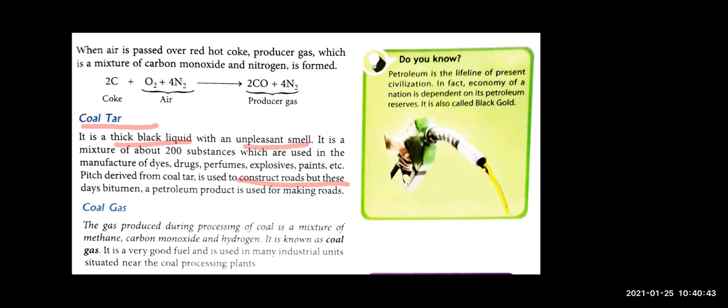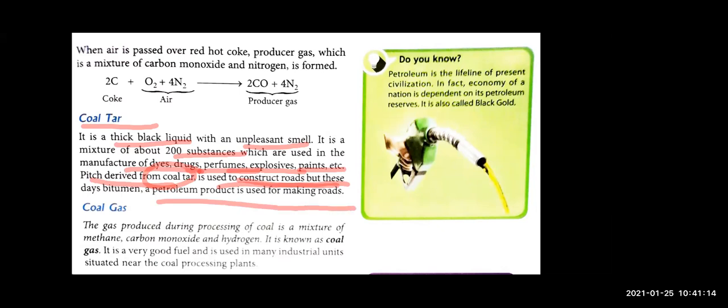It is a mixture of about 200 substances. In this coal tar, there are about 200 substances, and it is used in manufacturing of dyes, drugs, perfumes, explosives, paints, and one of the substances obtained from coal tar is used to construct roads, right? But nowadays, bitumen, a petroleum product, is used in making roads.